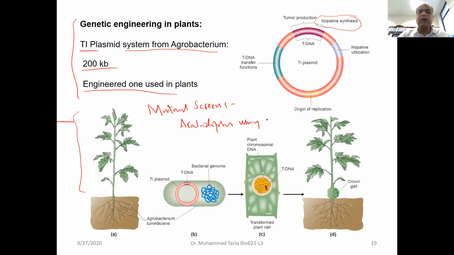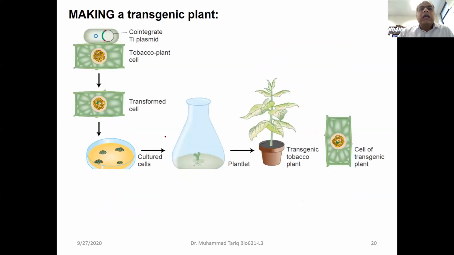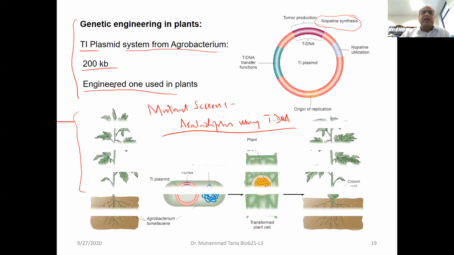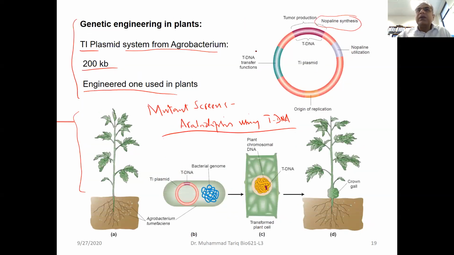Using tDNA. Must read, okay? So like here in Arabidopsis, in Drosophila, we replaced these non-essential transposase genes with mini-white and genes of your interest. You do the same thing here. You remove these nopaline synthase and tumor-producing Vir genes, etc.